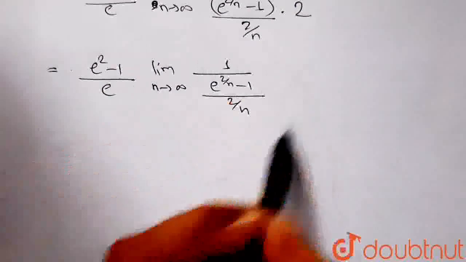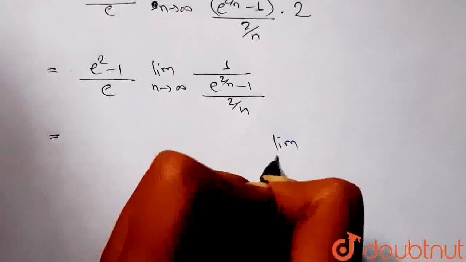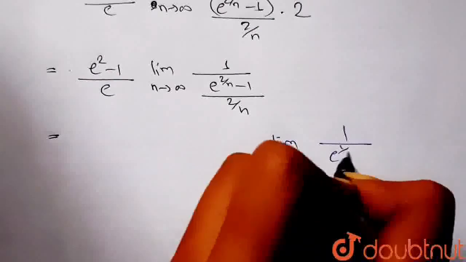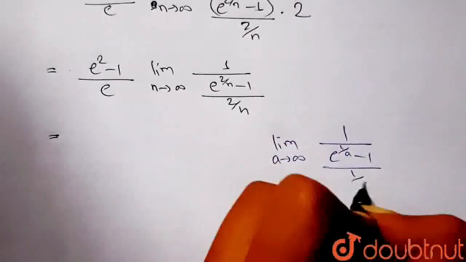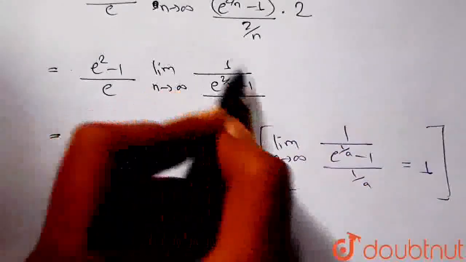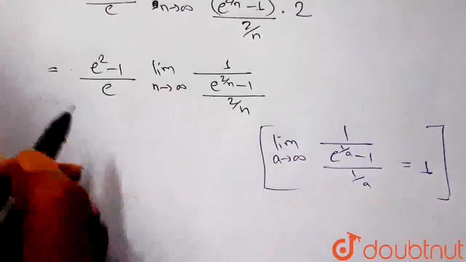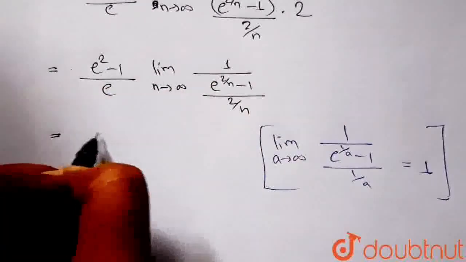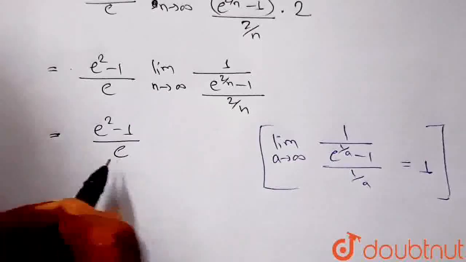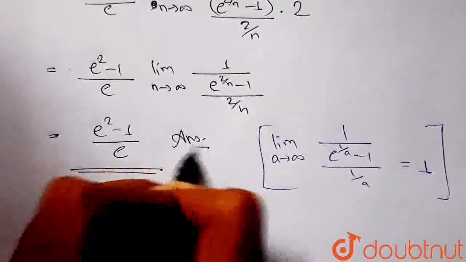Now the value of this limit is equal to 1. That is, if you have limit a tends to infinity 1 by e to the power 1 by a minus 1 divided by 1 by a, then that is equal to 1. So from here the value of this limit will be equal to 1, so this whole thing will become 1. So we finally have e square minus 1 by e. So the final value of the given integral will be e square minus 1 divided by e. Okay, so this will be our answer. I hope this will help you.